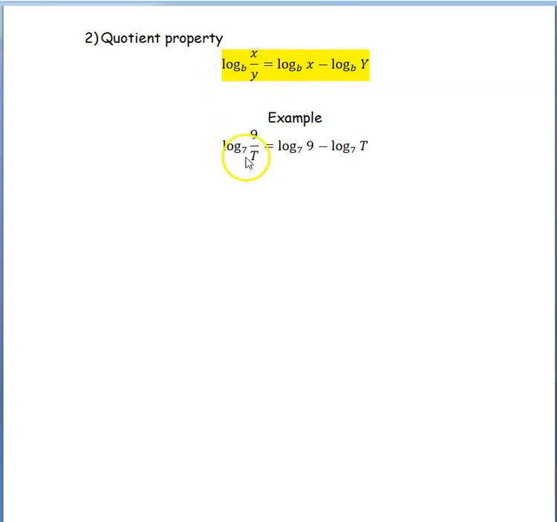So, for example, if I have the log base 7 of 9 divided by t, the numerator goes first, so it's a log base 7 of 9 minus the log base 7 of t. The denominator is the second one.